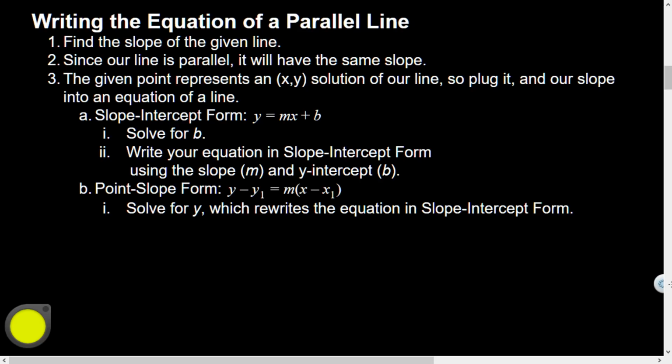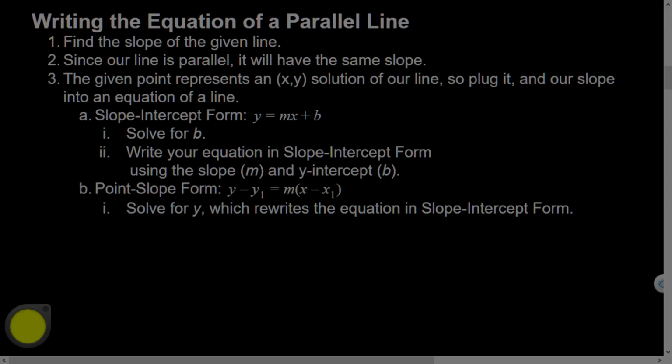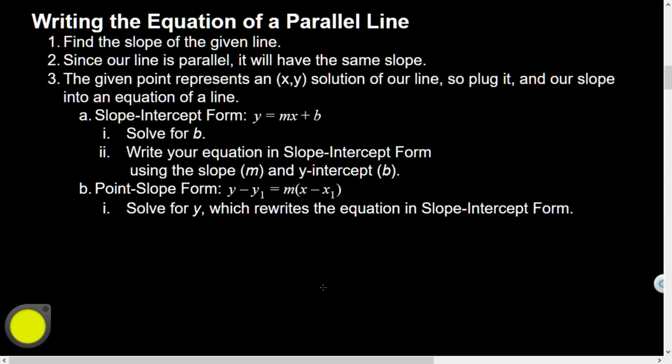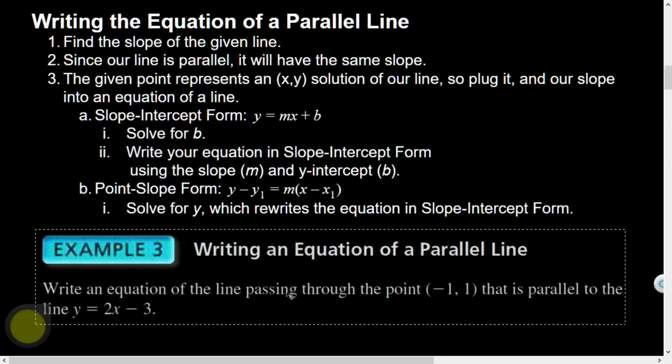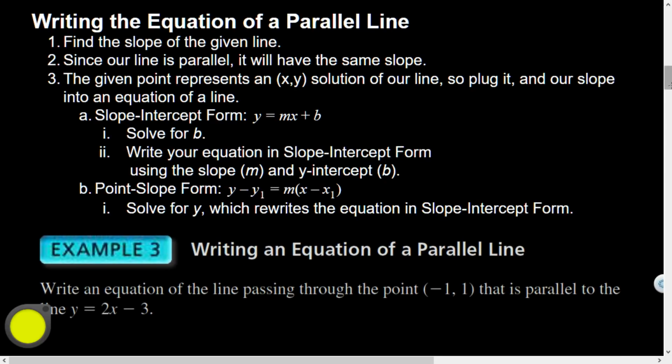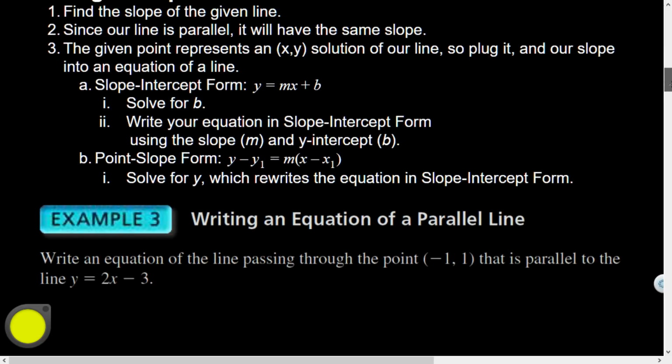So I tried to give you some instruction here. If I want to write the equation, well, I'm not even going to read these. I'm going to do example 3, and then we'll reference back to it. I think that'll make more sense. Sometimes just reading a bunch of random steps is just like, why? I don't know what this means. Give me an example.